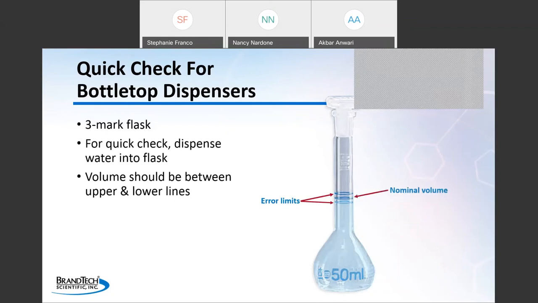Of course, again, the instrument shouldn't be adjusted after checking with a 3-mark flask. If the instrument were found to be out of specification after doing a couple of checks with this, a full gravimetric check should be done with your instrument.